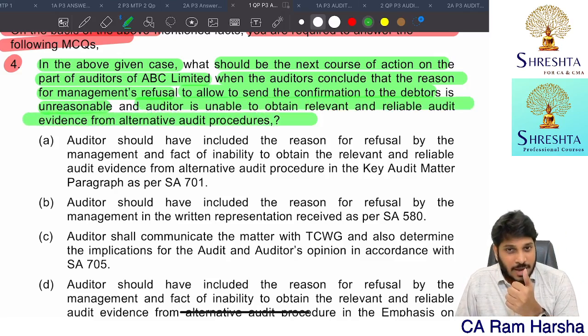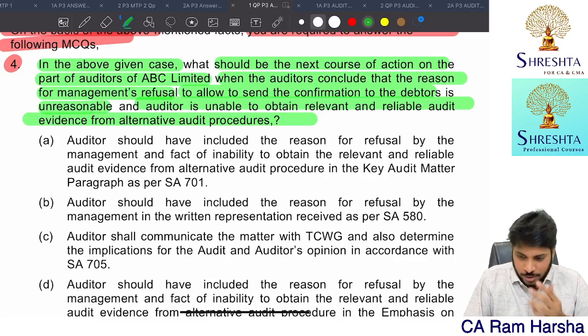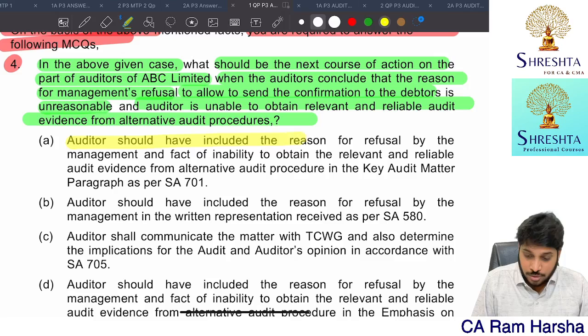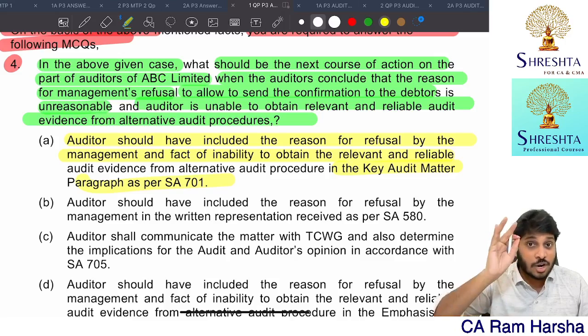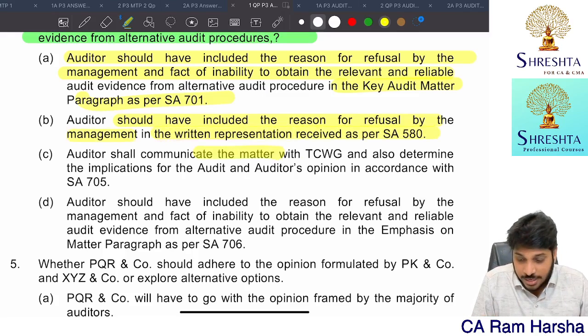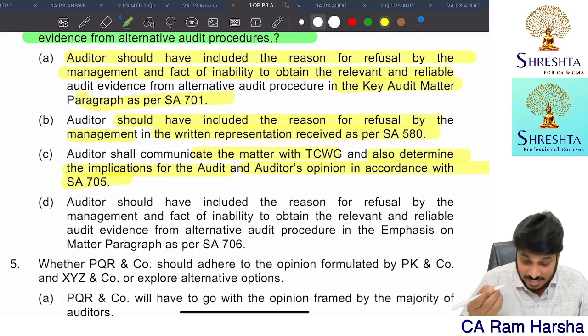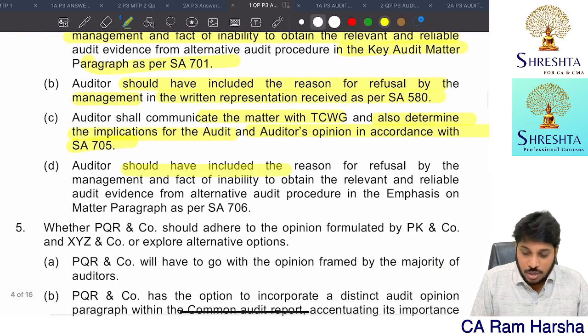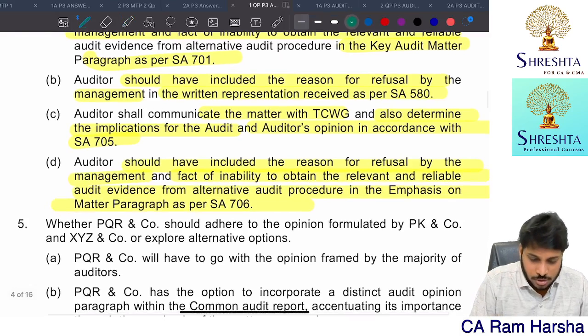When the management refusal is unreasonable, you have to perform alternative procedures. But if alternative procedures are also not possible, you should modify your opinion. And look at the answer. Auditor should have included the reason for refusal by management and the fact of inability to obtain evidence as a key audit matter. Wrong. Key audit matter is not a substitute for a modified opinion. Auditor should have included the reason for refusal by management in written representation. No. Auditor shall communicate the matter with TCWG and also determine the implications for audit and the auditor's opinion in accordance with 705. Yes, it is correct. We'll see the last one also. Auditor should have included the reasons for refusal by management and the fact of inability in an emphasis of matter paragraph. No. So the answer is C.